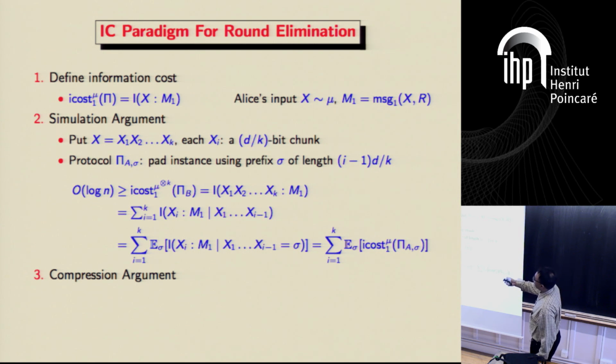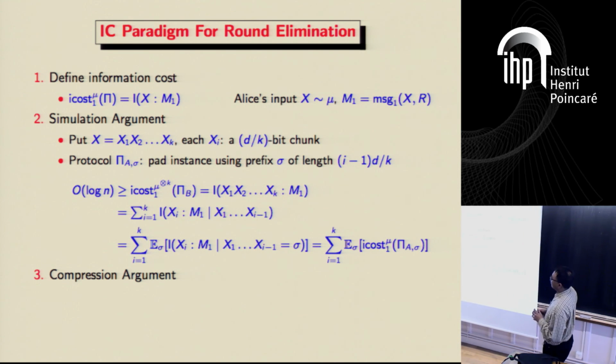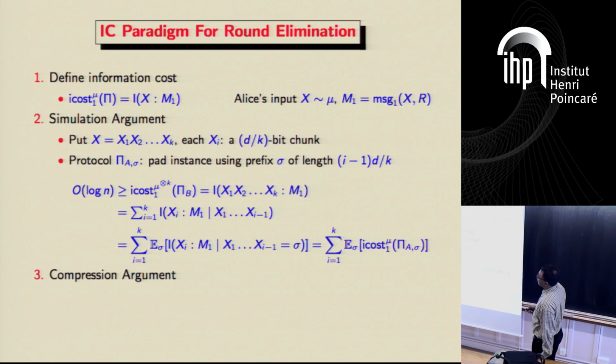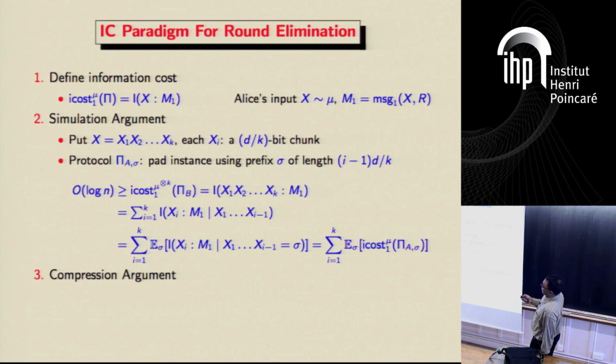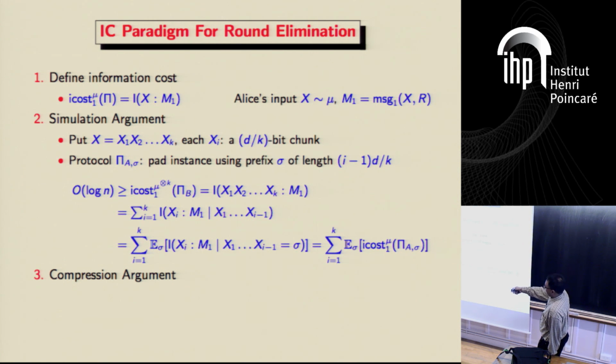Now with that definition, one can do a simulation argument as before, more or less. We generate this padding, where each of these xi's is a d over k bit chunk. So overall, we get a d bit instance. If we had a protocol for the big problem, we can now design protocols for the small problem. We apply this subadditivity, or in this case, chain rule, so it's just exact equality here. We have k number of terms. Each term has to be realized as the information cost of a suitable protocol, and you can check that with this padding, that's what happens.